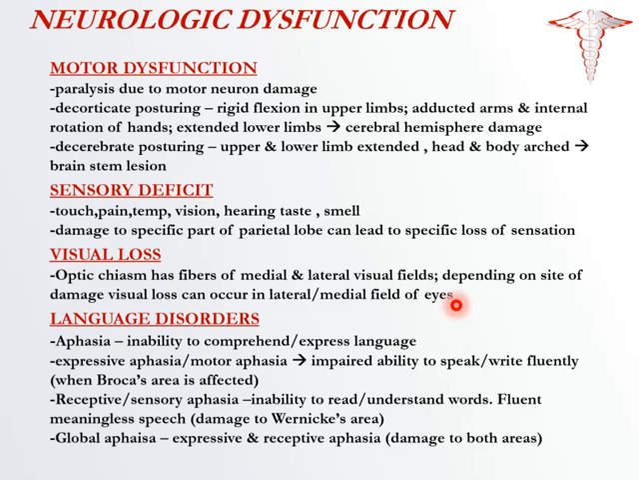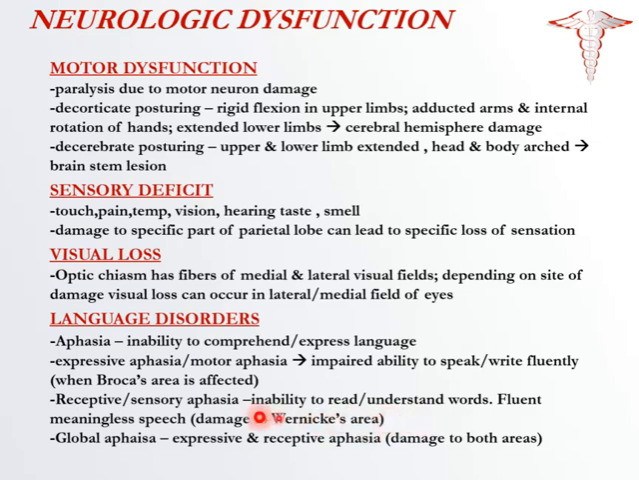Okay. Language disorders are aphasia, inability to comprehend or express language. Expressive aphasia or motor aphasia means that the individual has an impaired ability to speak or write fluently, which means that Broca's area is affected. Then there is receptive or sensory aphasia, where there is damage to the Wernicke area, so the individual cannot read or understand the words.